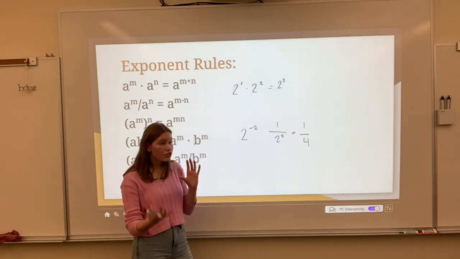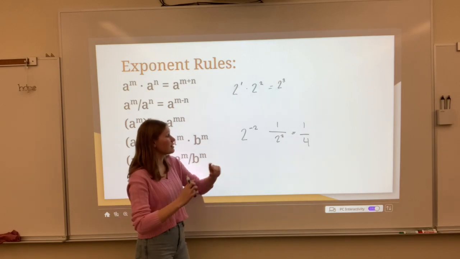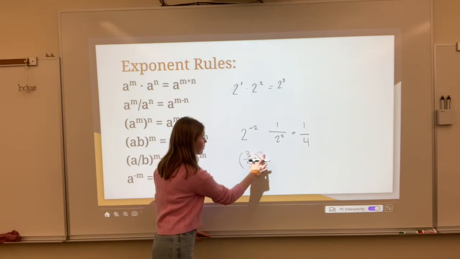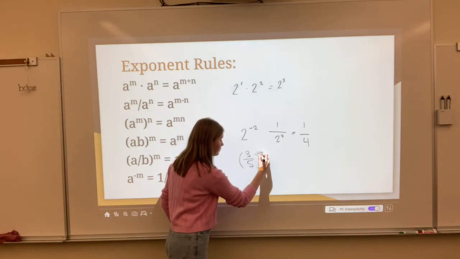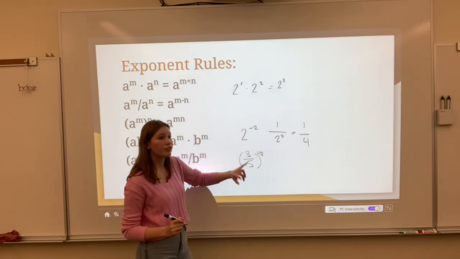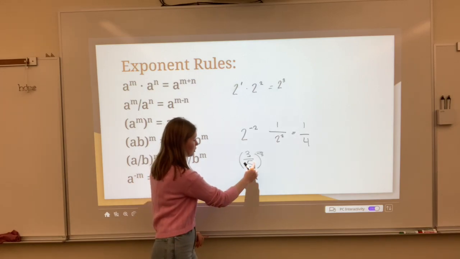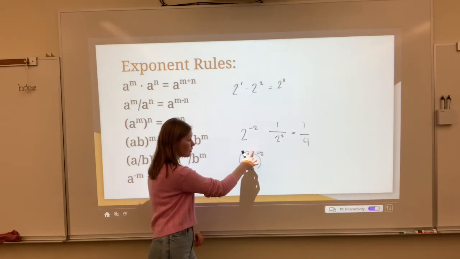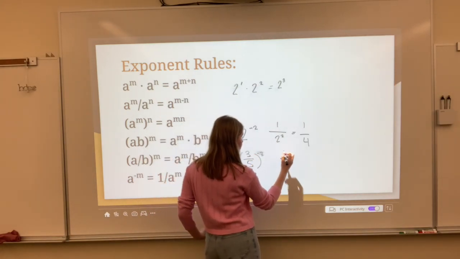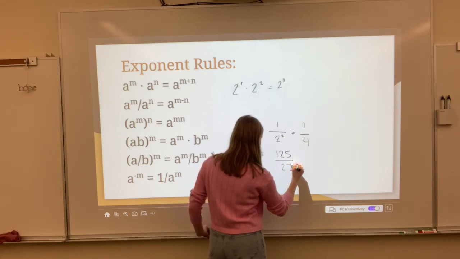You can get into larger exponents as well, and larger numbers, and still it works. Even if you said 3 over 5 to the negative 3, all you would do is distribute the negative 3 and then flip it. Or you could say distribute the negative 3 and switch the denominator to the numerator and the numerator to the denominator. So this would end up being equal to 125 over 27.